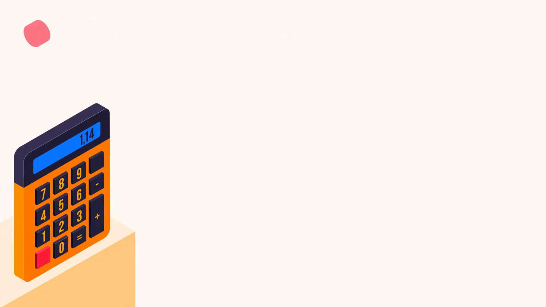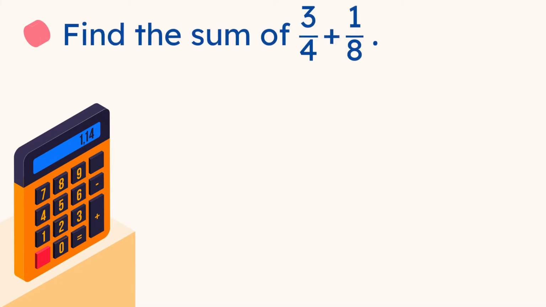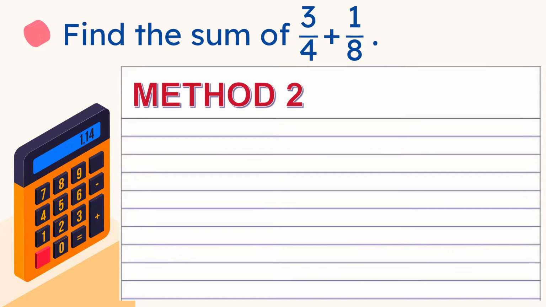For example number 2, find the sum of 3 out of 4 plus 1 out of 8. Okay, so now we're going to have method 2. For method 2, same general steps lang ha. Okay, may I copy the problem again? So we have 3 out of 4 plus 1 out of 8. To find the answer to this, by applying method number 2, same general step. Number 1, get the LCD. Okay, for step number 1, get the LCD.